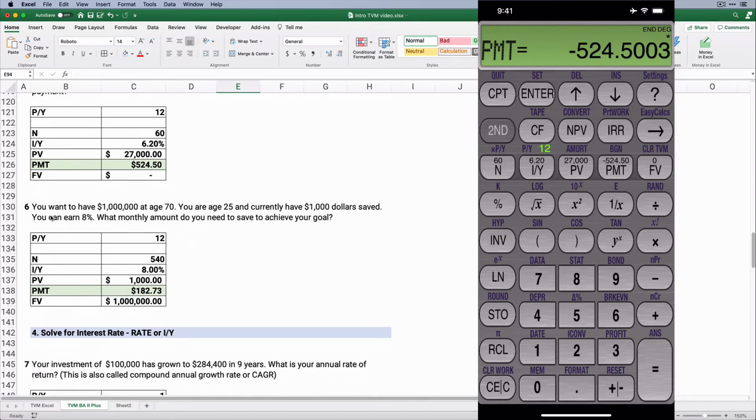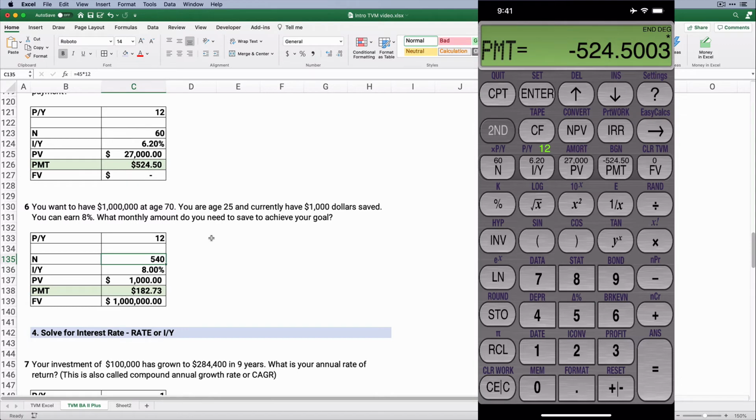All right, number 6. You want to have $1 million at age 70 and you're currently age 25. So you have 45 years, right? You currently have $1,000 saved. You can earn 8% as annual interest. What monthly amount do you need to save or really invest each month to achieve your goal? So we're going to set 12 periods per year, and the way we do the number of years times the 12, we know it's 45 years. Age 25 to age 70 is 45 years times 12, so it looks like it's 540 months.